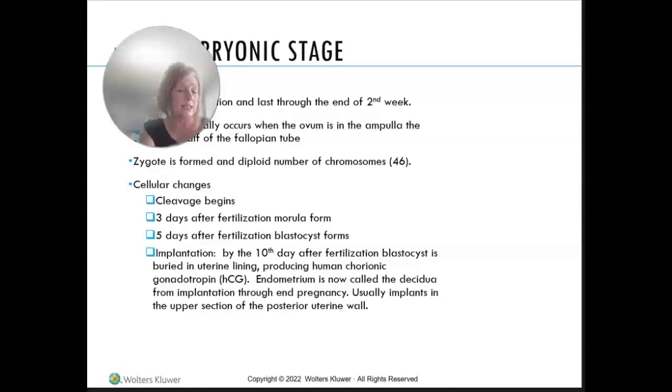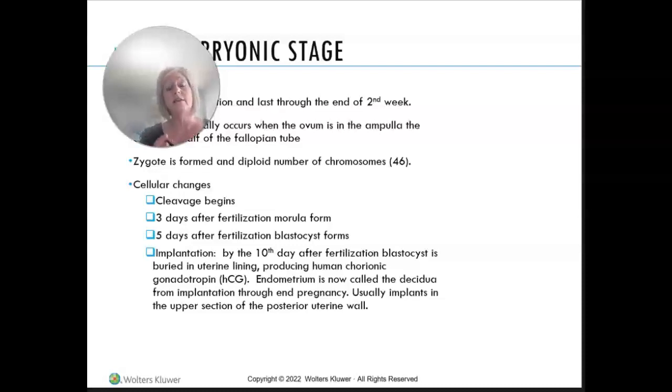Once it burrows into that uterine lining, it starts to produce human chorionic gonadotropin, or as I've always known it, beta HCG. That is the hormone that is detected in the urine for a positive pregnancy test. So it's the human chorionic gonadotropin hormone, and when we pee on that stick, that's what it's detecting.